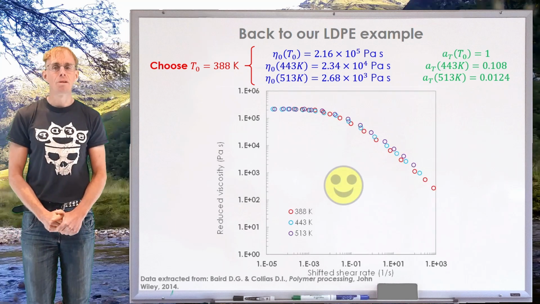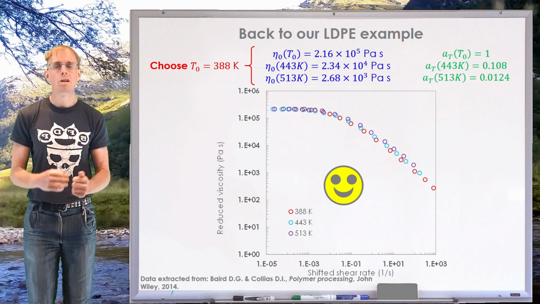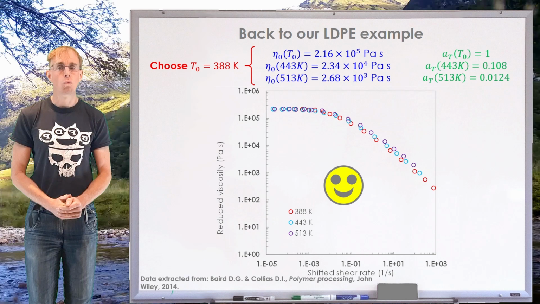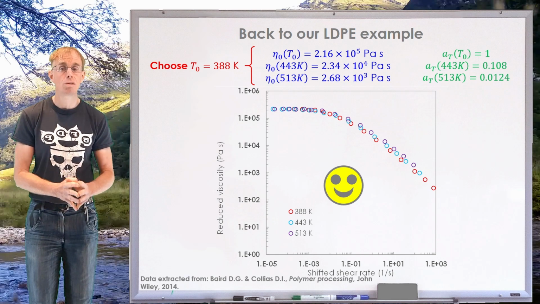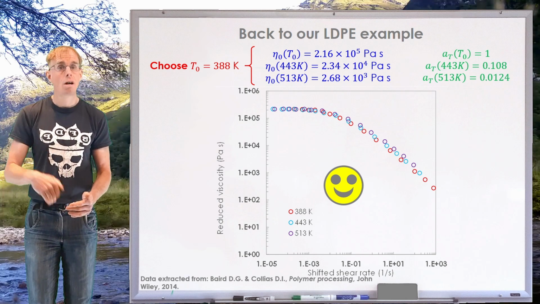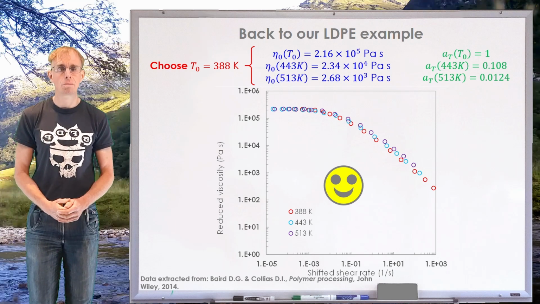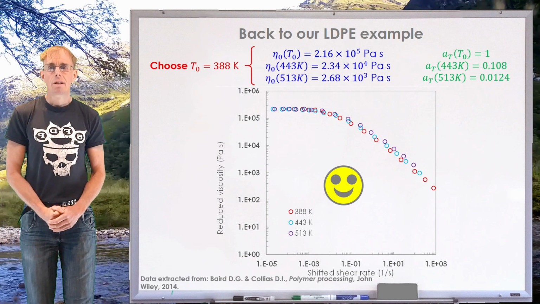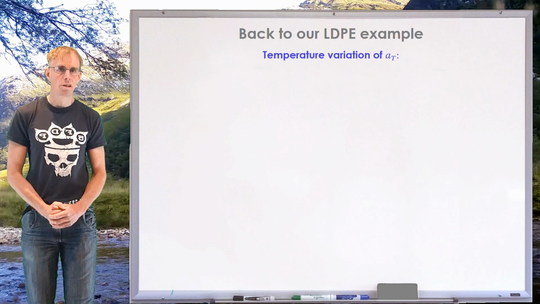So low-density polyethylene is thermorheologically simple because I can plot a master curve of reduced viscosity as a function of reduced shear rate for 3 different temperatures that span roughly 130, 140 Kelvin. So this is really useful. For any intermediate temperature now, I could quite easily work out what the temperature variation of viscosity is going to be as a function of shear rate. Very, very valuable indeed.